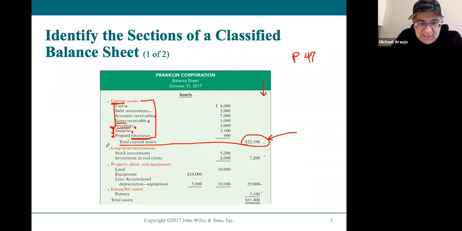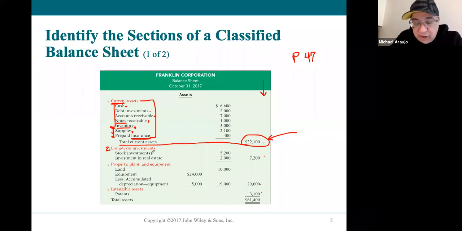All right, your second classification here, long-term investments, again, things that the company owns, but it's not directly related to selling the products or services that the company is doing. So the company might own stock in another company. Woohoo, big deal. Well, I don't think that's what this company does for a living.